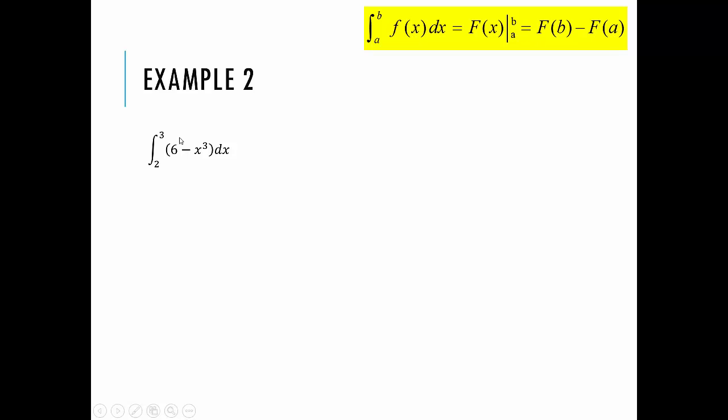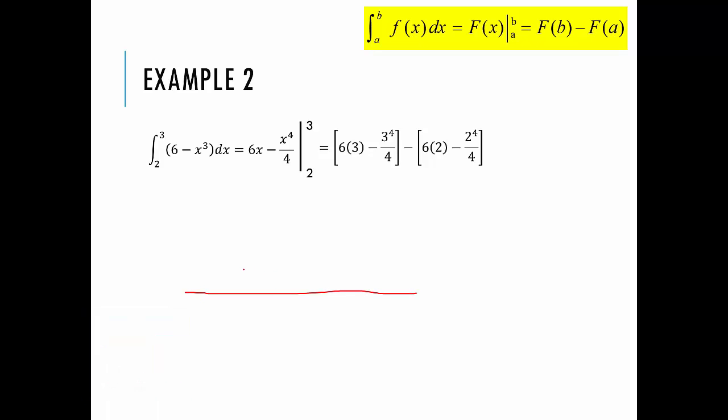So let's look at another one. I first just look at this and find the antiderivative: 6x minus x to the 4th over 4. Now I plug in these values. So I plug in 3, I plug in 2. You always plug in the larger value first, because if you think about it, if you're trying to find distance, and I wanted to know what the distance from 2 to 3 would be, you wouldn't say 2 minus 3, because that would give you a negative 1. You'd say 3 minus 2, and that would give you that distance. So that's why you want to be sure the larger value is always evaluated first.